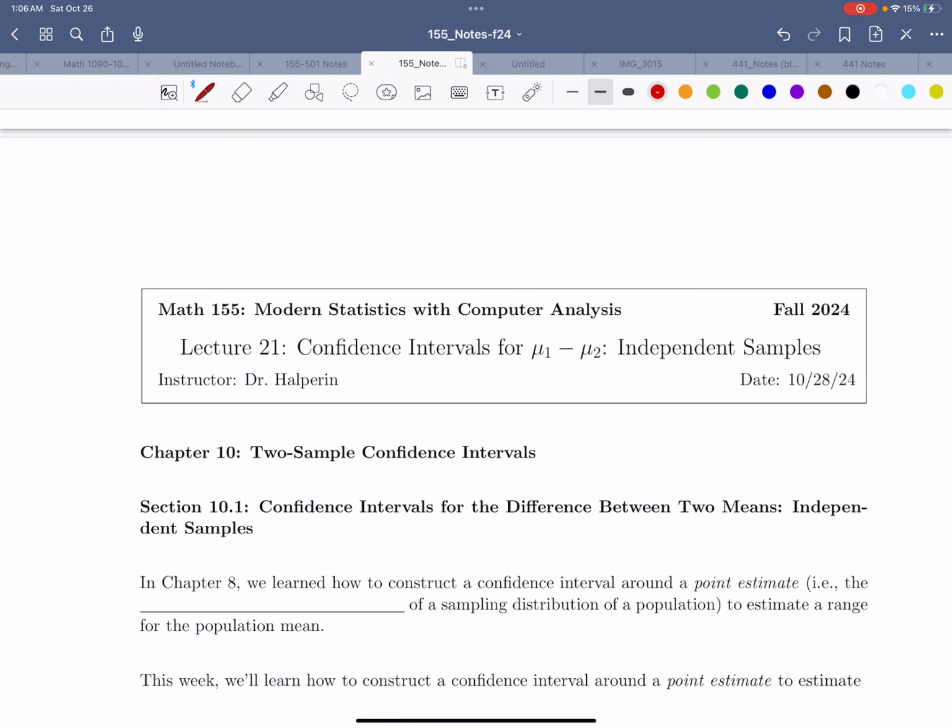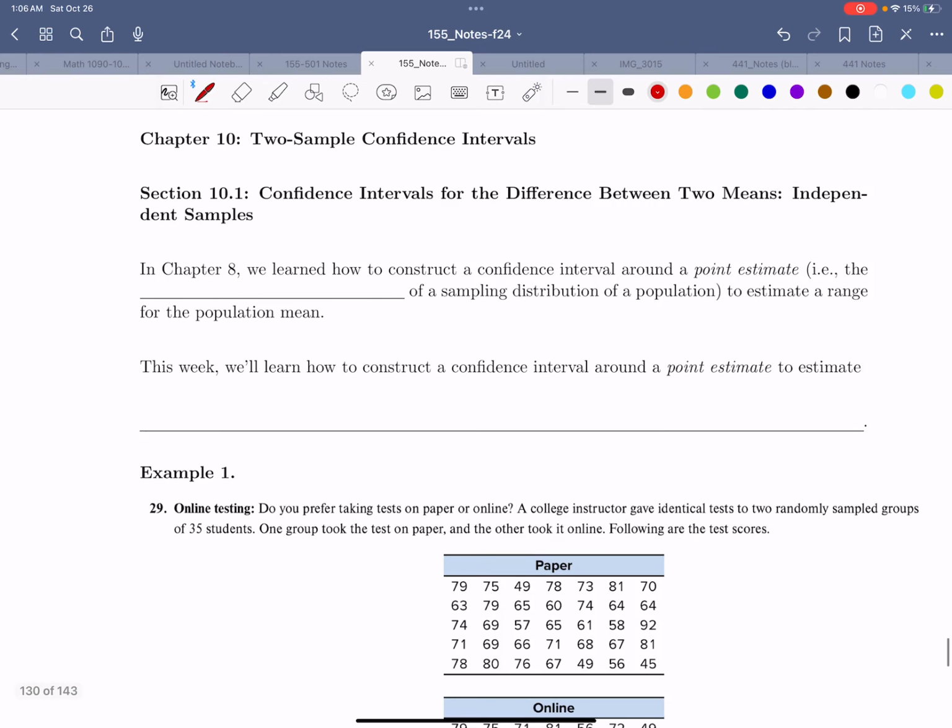Last time we used confidence intervals around a point estimate to estimate a population mean. Today, we're going to create confidence intervals around another point estimate to estimate the difference of two population means, and we're going to assume that the samples were independent. Let's begin. Remember that a point estimate is another word for sample mean, right?